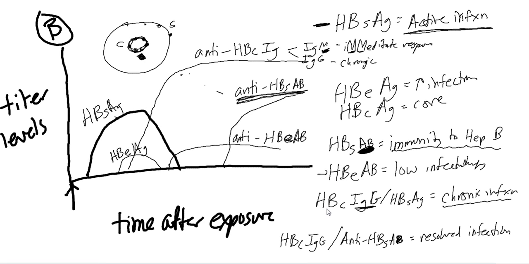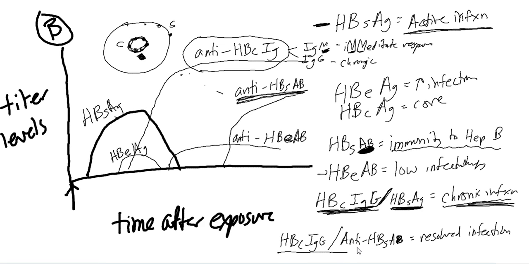If you see the hepatitis B core immunoglobulin, so up here, this one, plus you see some surface antigen, it means you're chronically infected. Remember, if you see this hepatitis B surface antigen, you're going to have an infection. But here, you're making antibodies against the core, so you're going to have a chronic infection.